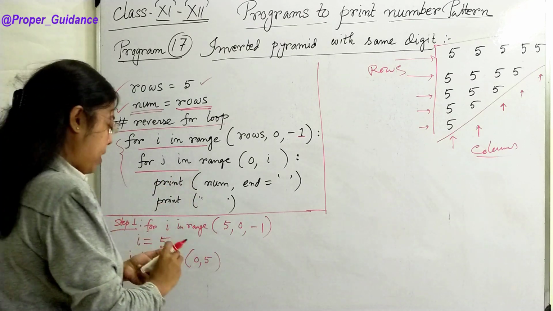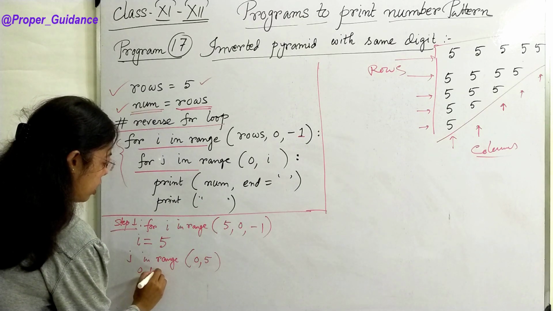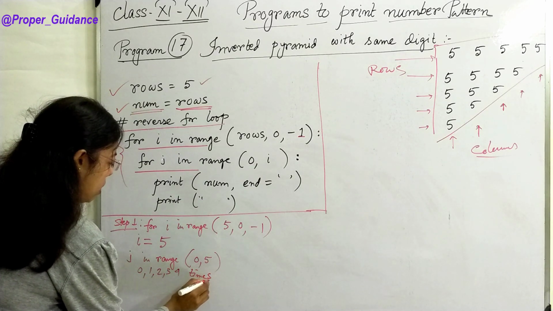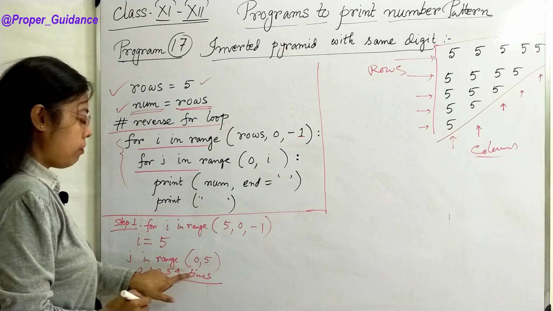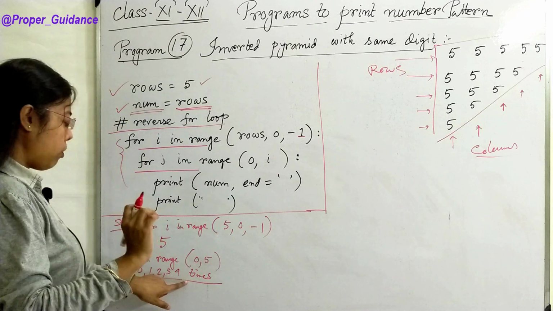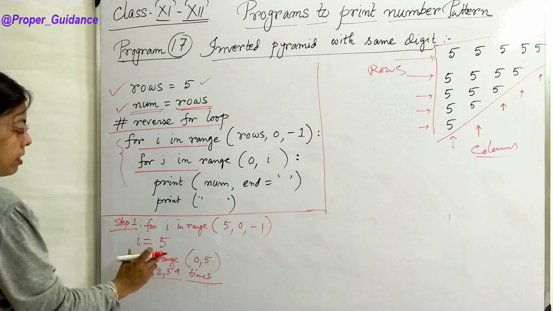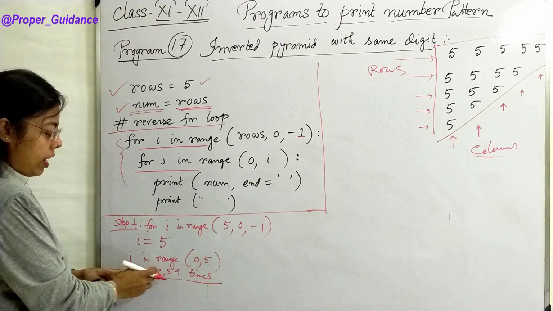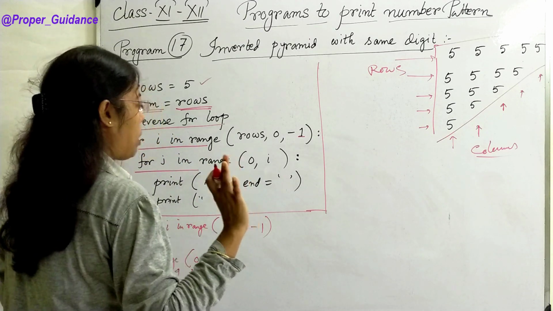Then how many times do we get it? We get 0, 1, 2, 3, 4, that is 1, 2, 3, 4 and 5 times. The value of j will be 0, 1, 2, 3 and 4. It starts from 0 and goes to 4, which means a total of 5 times.